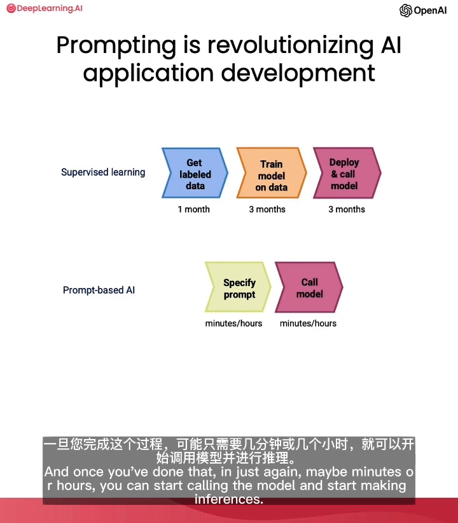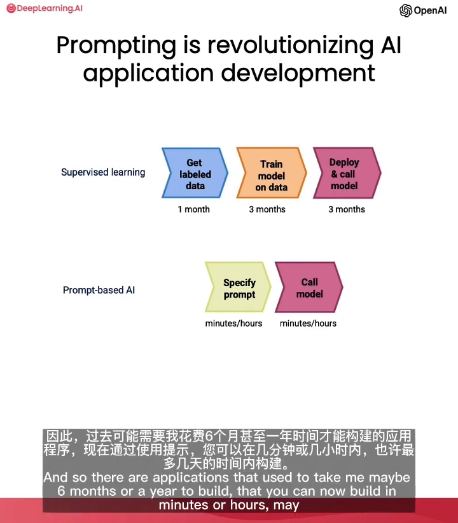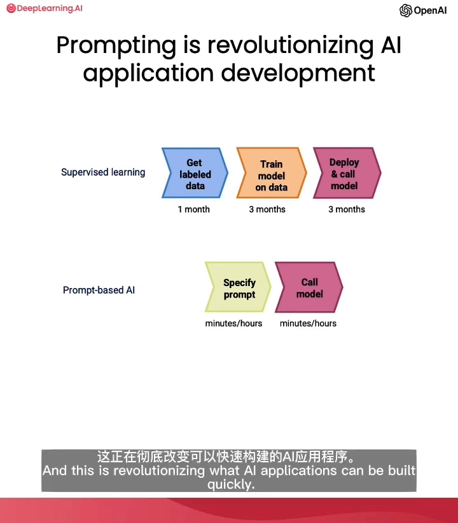and start making inferences. And so there are applications that used to take me maybe 6 months or a year to build that you can now build in minutes or hours, maybe very small numbers of days, using prompting. And this is revolutionizing what AI applications can be built quickly.